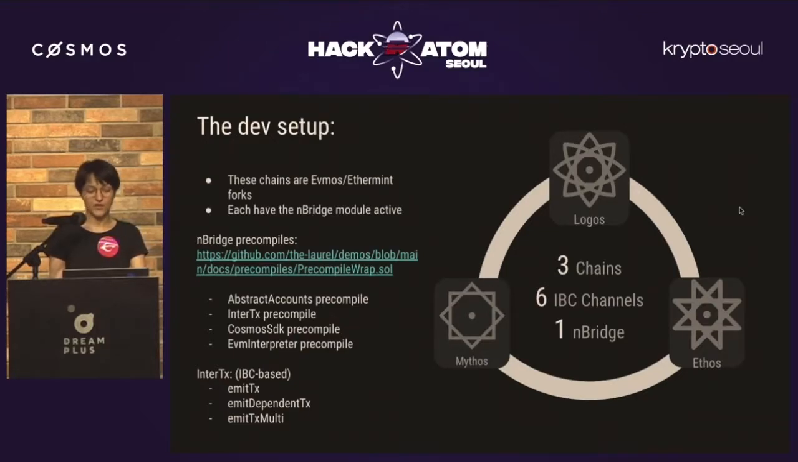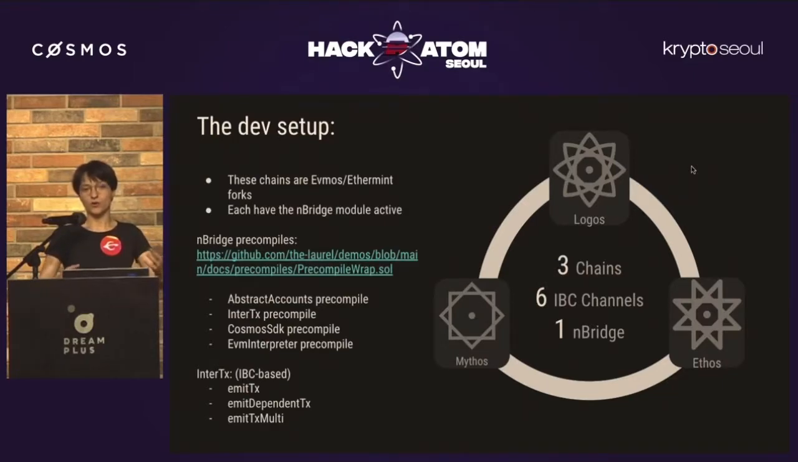So we have 3 chains, as I said, based on Evmos Ethermint: Mythos, Logos, and Ethos. They are all using the same software. And you have IBC channels between each of them and one Enbridge. The Enbridge is based on a set of precompiles, and we'll look a bit at these precompiles. There are 4 of them: abstract accounts precompile, intertransaction precompile, which handles the interchain things, Cosmos SDK precompile, which actually allows you to send Cosmos messages through the EVM.